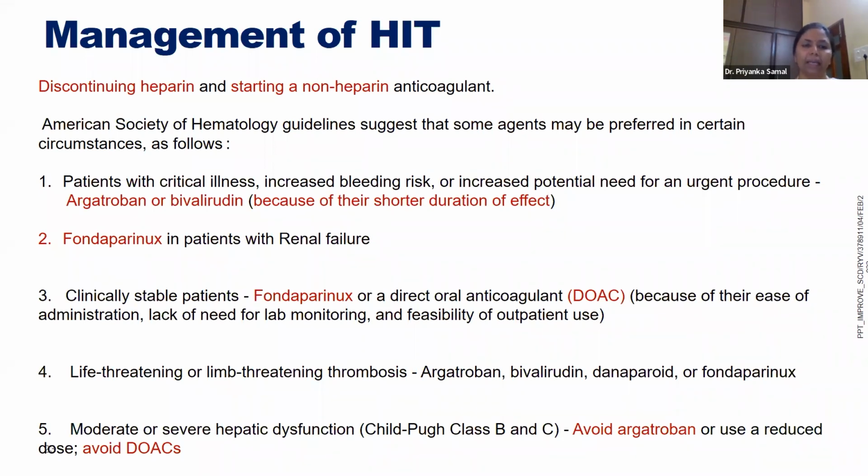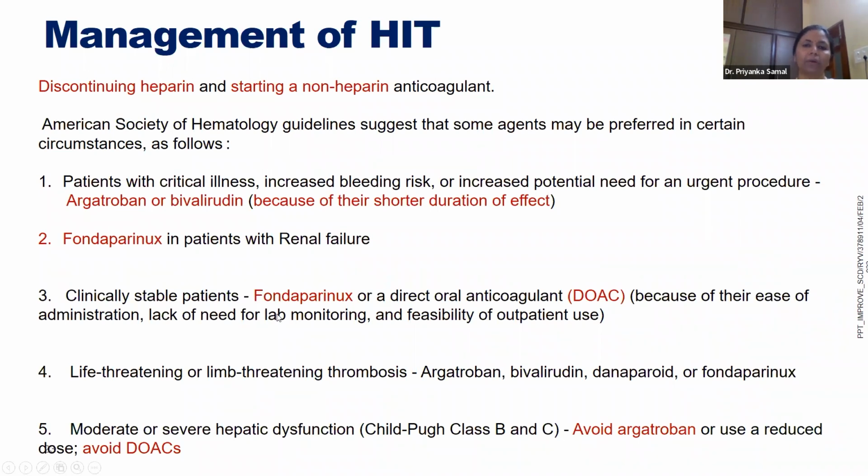Patients who are critically ill, having an increased bleeding risk or increased potential need for an urgent procedure, go for argatroban or bivalirudin. Why? Because they have a shorter duration of action, so when you stop the drug, you immediately decrease the bleeding, or you can take the patient for a procedure. Fondaparinux is the drug of choice in patients with renal failure. Patients who are clinically stable can be taken up for fondaparinux or DOAC.